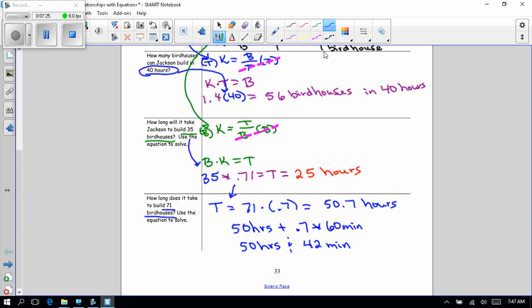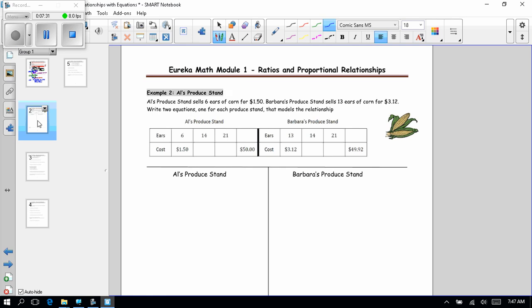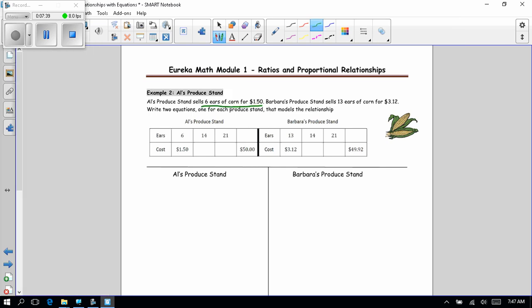All right, flip over the page. Let's go to page 34. Page 34, we have got Al's Produce Stand. Al's Produce Stand sells 6 ears of corn for $1.50. I love fresh corn from the farmer's market, $1.50. But Barbara's Produce Stand sells 13 ears for $3.12. It says write 2 equations, one for each produce stand that models the relationship.